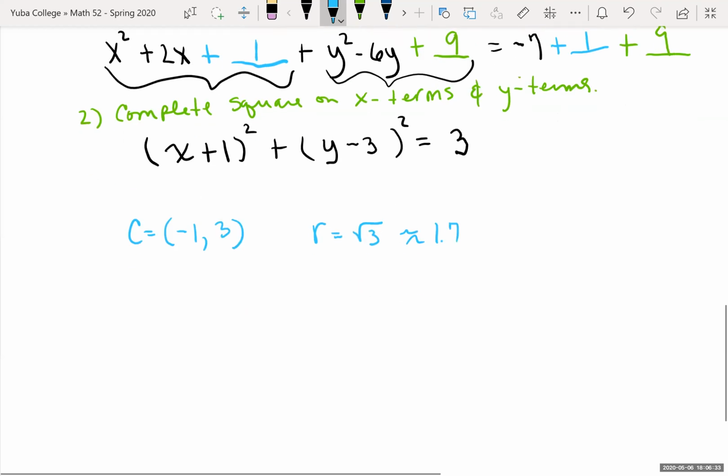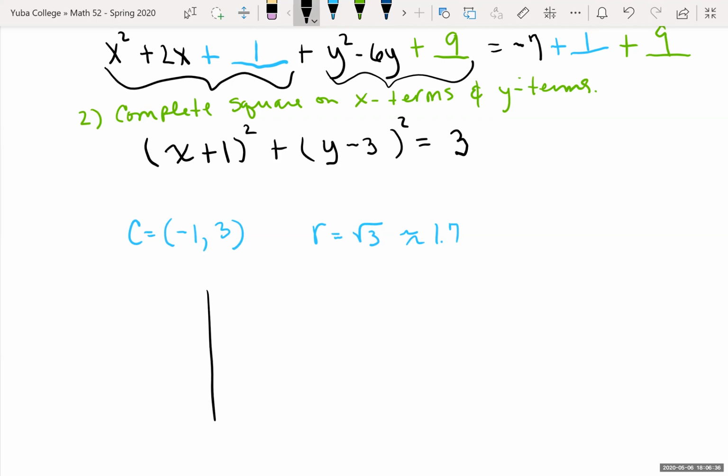So from here we can graph. If we go to the left 1, and we go up 3. So we're going to go left, right, up, down about 1.7. So just estimate it. From this point going down 1.7, that's going to be about here. Going up 1.7 would be about here. 1.7 this way. 1.7 this way. And so we get our circle.